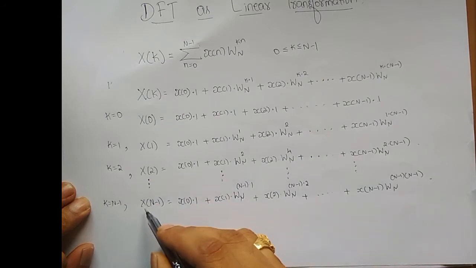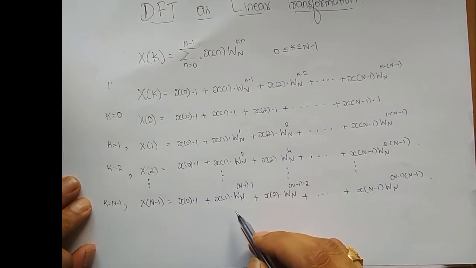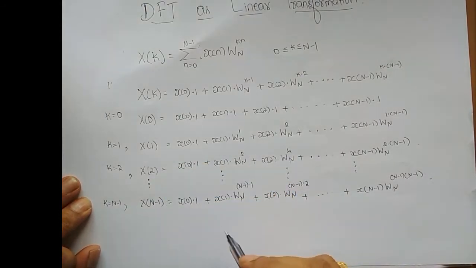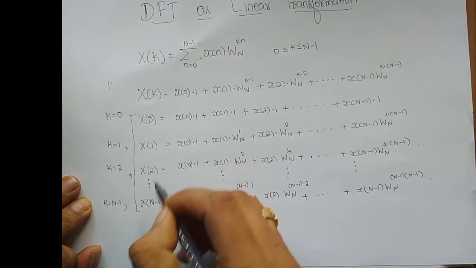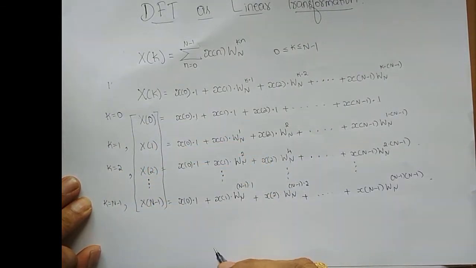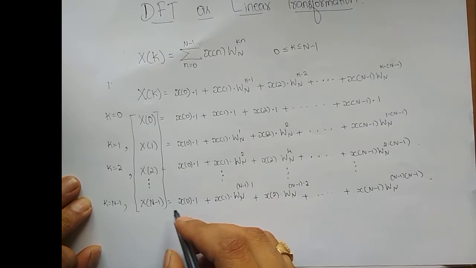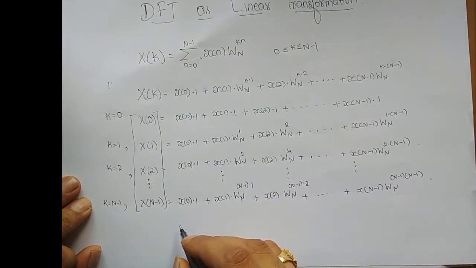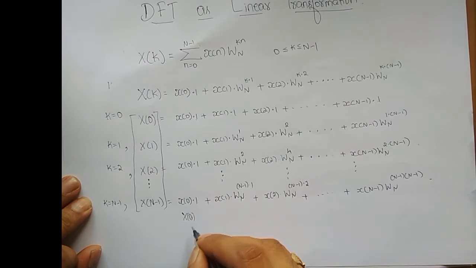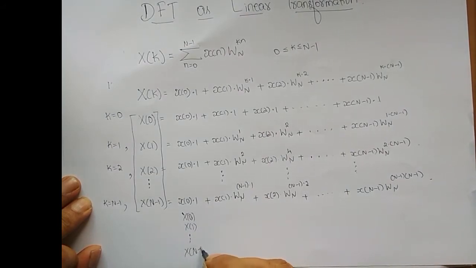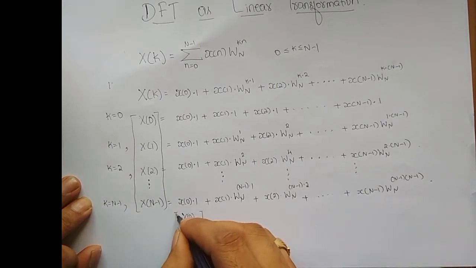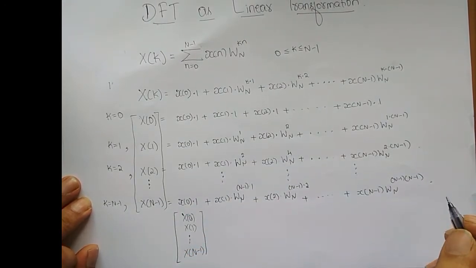Now I can write this equation in matrix vector form. So how do I write it? What is this? This is actually a vector in the frequency domain, and its length is capital N. So I can write it as X of 0, X of 1, dot dot dot, X of N minus 1. It's a vector of samples in the frequency domain.